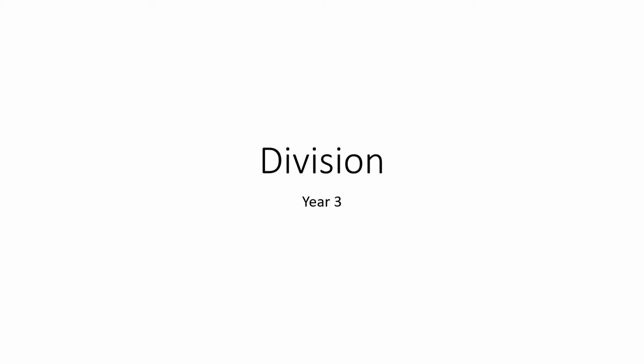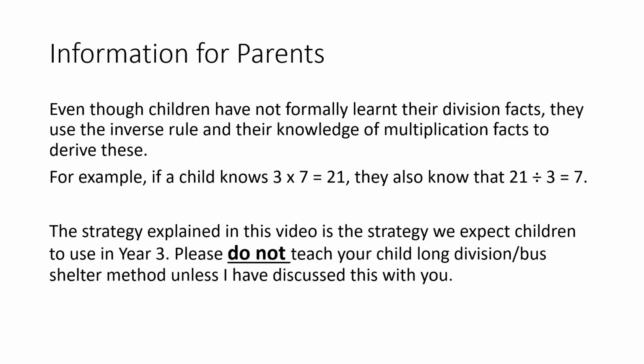This video will focus on dividing a two-digit number by a one-digit number. Even though children have not formally learnt their division facts, they use the inverse rule and their knowledge of multiplication facts to derive these. For example, if a child knows 3 times 7 is equal to 21, they also know that 21 divided by 3 is equal to 7.